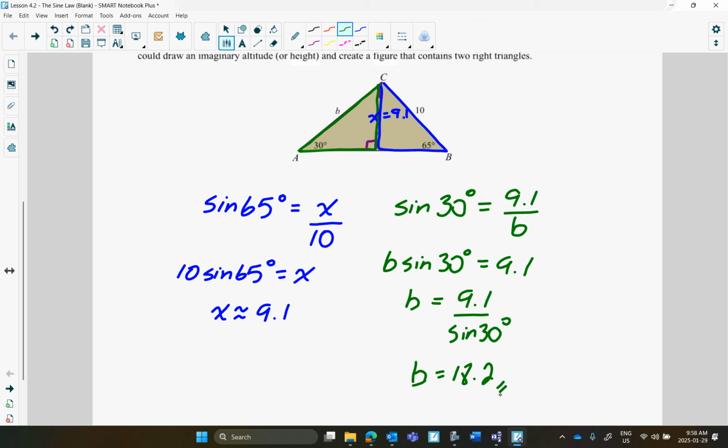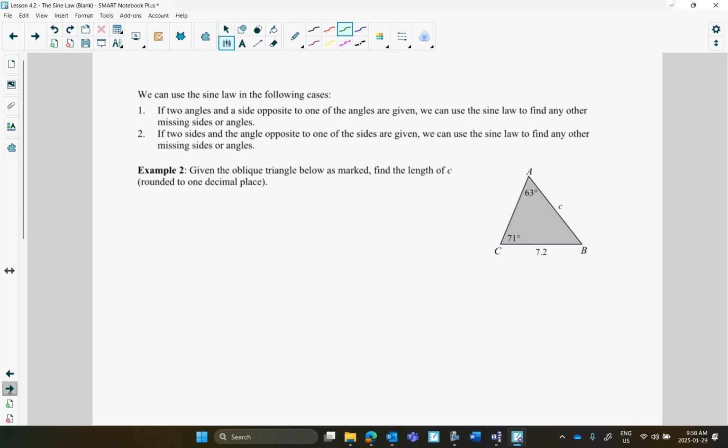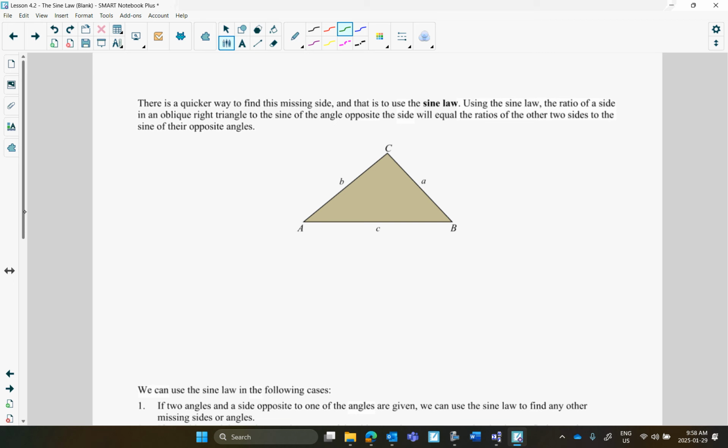Well, that's a fair amount of work. We have to do trig twice. I mean, it's not a huge amount of work, but mathematicians are lazy. We want to find simpler ways to do things. So there is actually a way to do this with one equation. And you're kind of combining the two into a fraction equation. And when you do that, it is called the sine law.